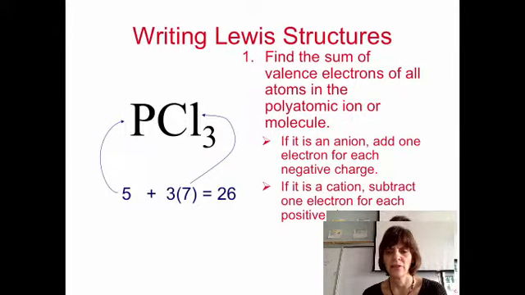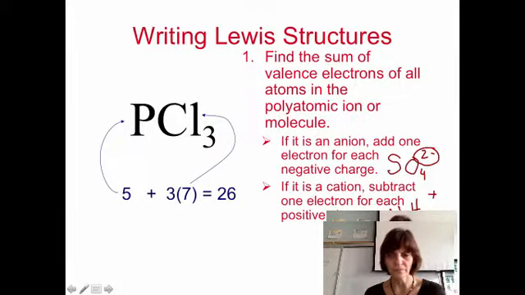If it's an anion, such as sulfate, 2 minus, then you would add 2 electrons to the total. If it's a positive cation, it's a polyatomic, NH4 plus, you subtract an electron. So let's look at this. Nitrogen has 5 valence electrons. Hydrogen has 1 each, and there's 4 of them. We'll practice that in class.